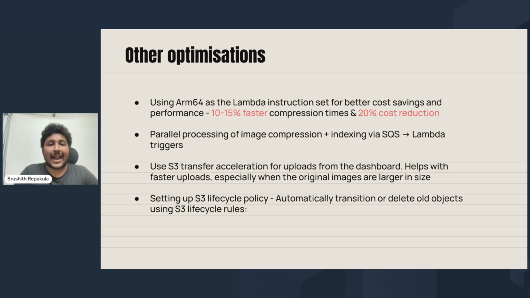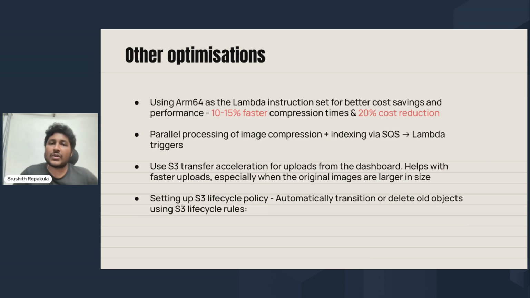Use S3 Transfer Acceleration for uploads from the dashboard. As I told you, the original image that the organizers upload into our application is almost 15 MB, sometimes 20. We don't even have control over that. Now imagine uploading 20 MB images, 100 of them or even 500, right? It's such a network-consuming activity, and it will slow down if you normally upload it directly to S3.